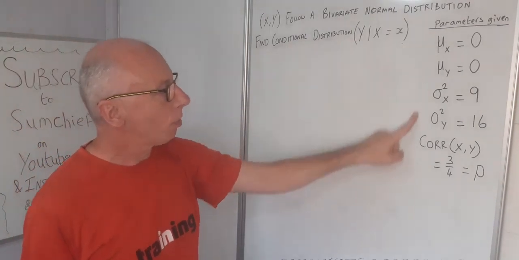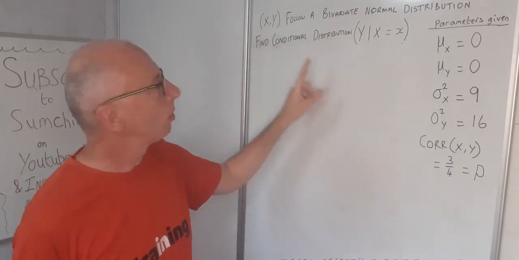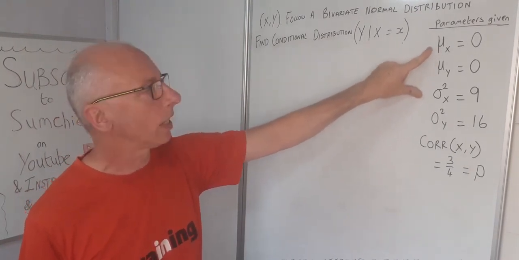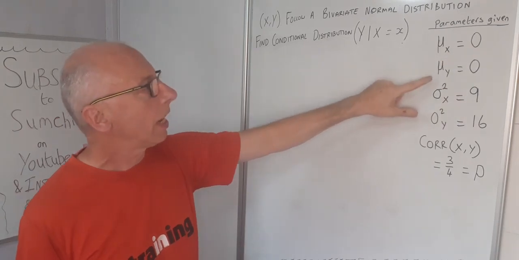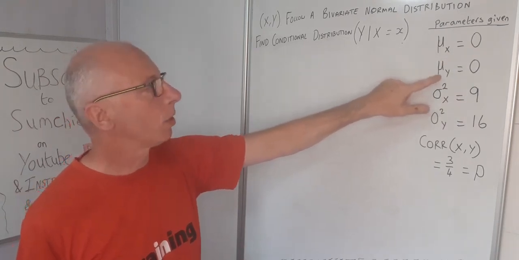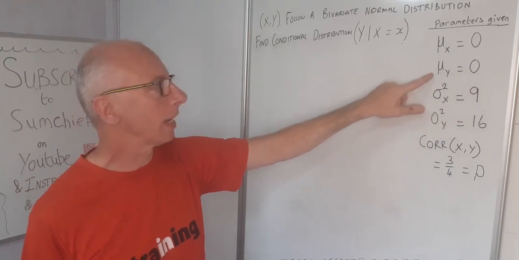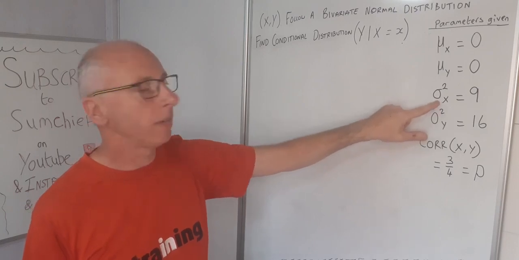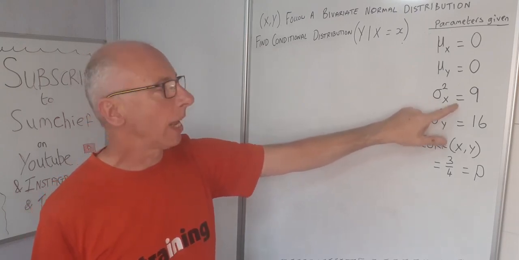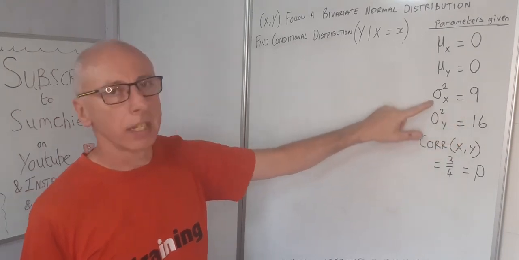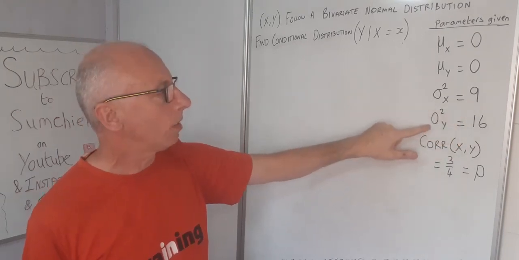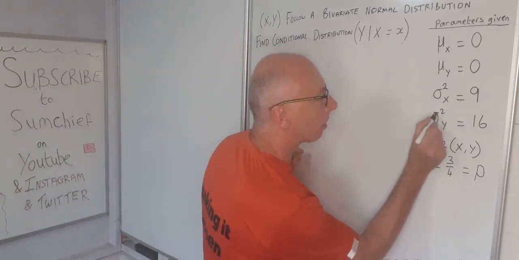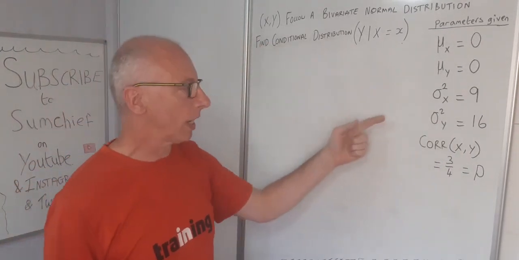Well, we're given some parameters here that we already know about the two distributions. So mu of X, that's the mean of the distribution of X, is 0. And likewise for Y, mu of Y equals 0, obviously mu being the Greek letter. And sigma squared of X, that's the variance of the random variable X, is 9, i.e. the standard deviation would be 3. And here we've got the variance of Y is 16. So again, sigma, the Greek letter.